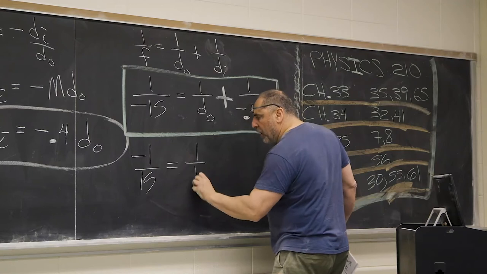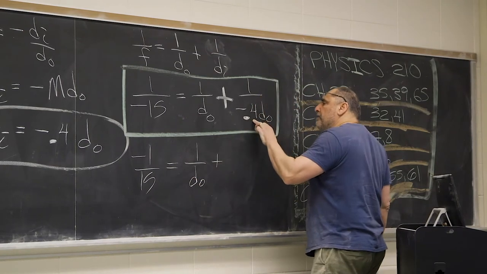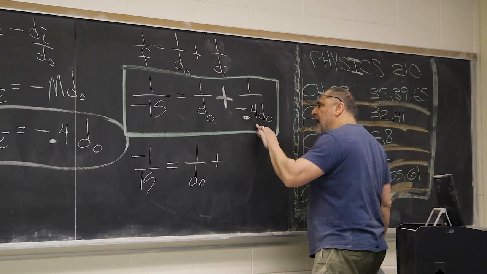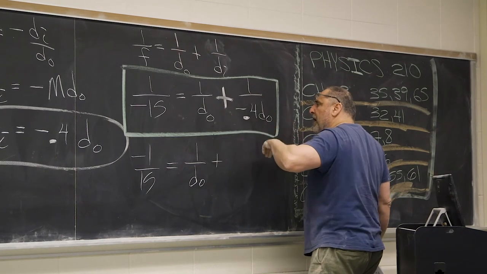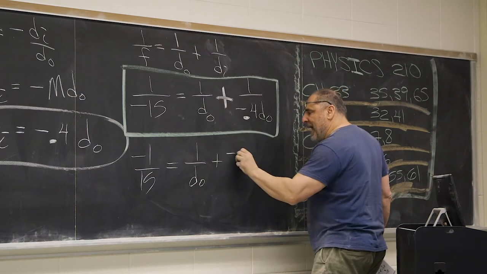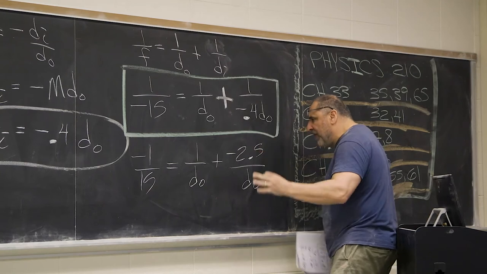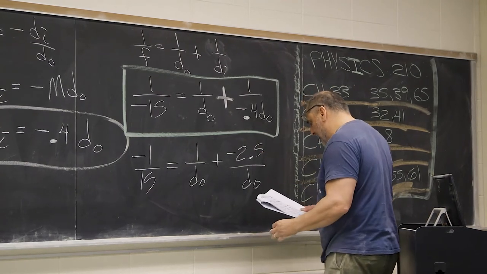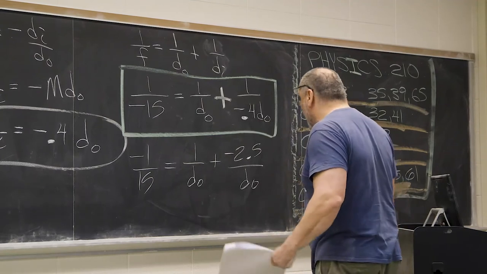This is 1 over DO. This right here is 4 over 10, 2 over 5. 2 over 5 flips over, and it's 5 over 2. It's negative 2.5 over DO. You don't have to do that. You can do whatever you want. Just get it right. I'm not telling you how to solve these problems, but I hope that helps.